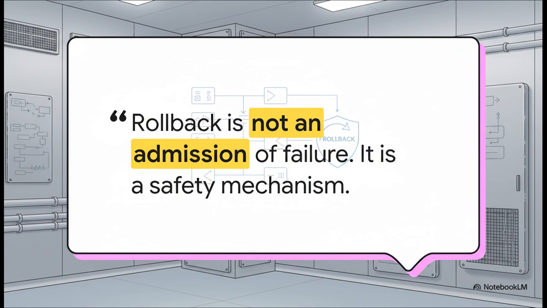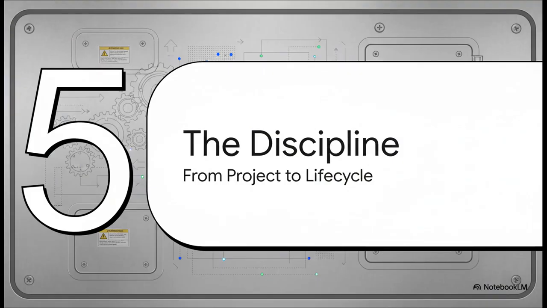And this might be the most important takeaway about this whole concept. Using a rollback isn't you admitting that you failed. It's a sign of operational maturity. It proves you have a safety-first mindset and that you've built the mechanisms you need to actually govern your system effectively. All right, so we've talked about drift, we've talked about promotion, and we've talked about rollback.